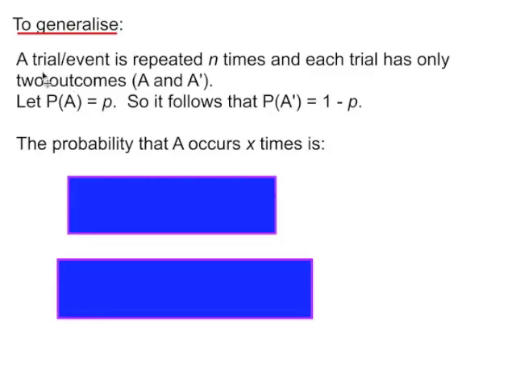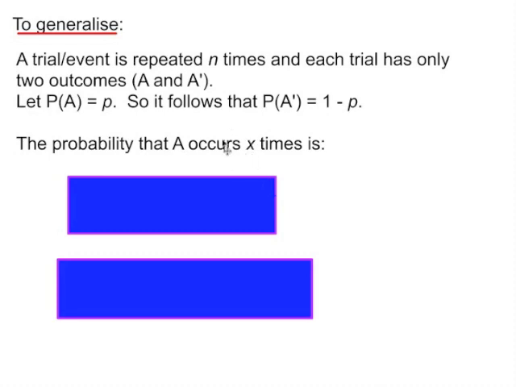So in general, if we're repeating a trial or event n times, and each trial has only 2 outcomes, A and not A, we say that the probability of A occurring is P, and because A and not A are complementary, the probability of not A occurring is 1 minus P. In the example where we threw a coin 8 times, N was 8, and P with a normal coin is 0.5, and so is 1 minus P. But if we have a biased coin that favours heads with a probability of 0.6, 1 minus P might be 0.4.